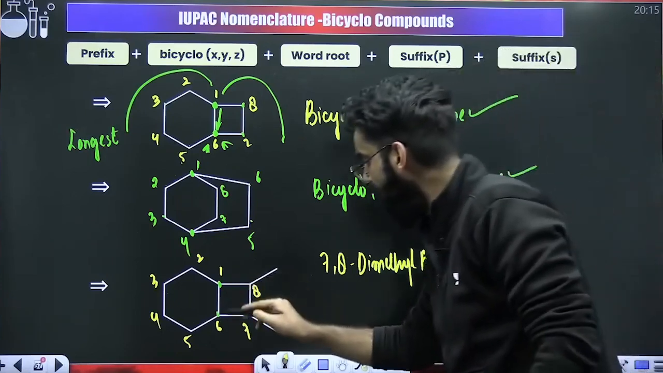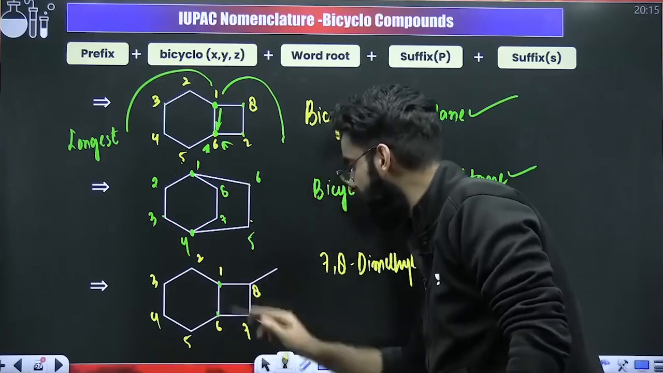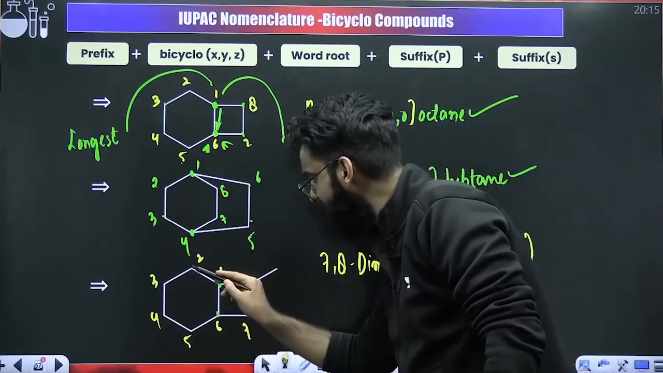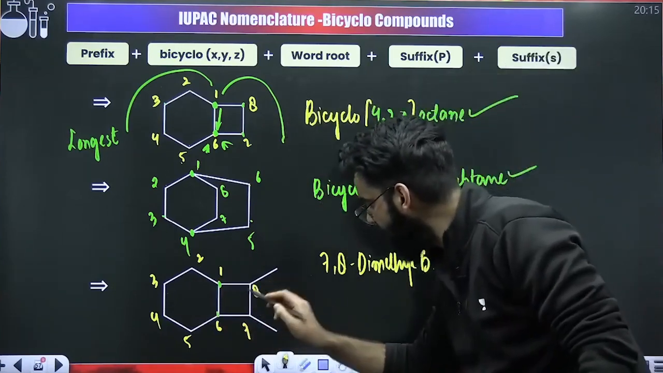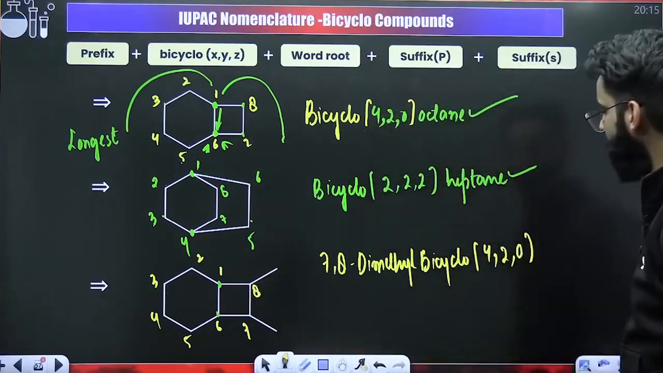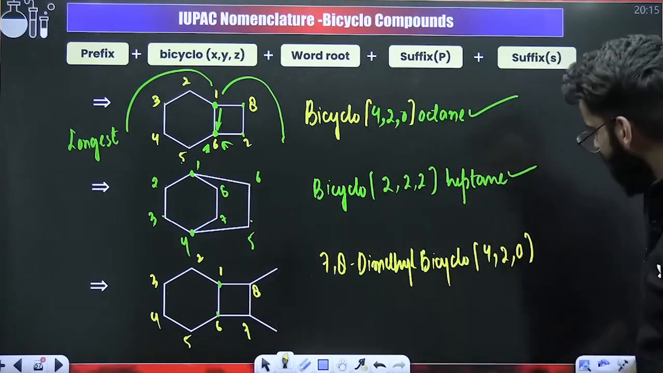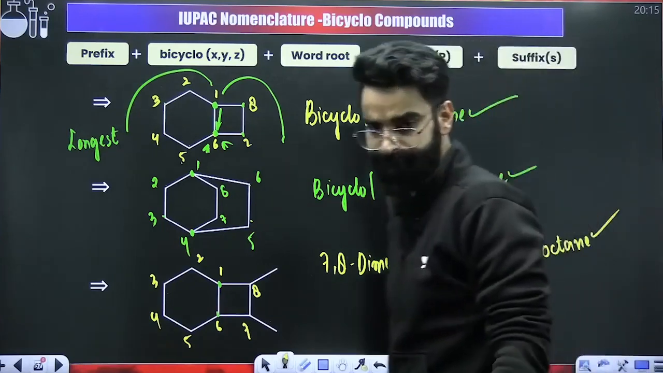Now, from 1 to 6, longest path, shorter path, shortest path. In the longest path, how many carbon atoms? 1, 2, 3, 4. So 4 carbon atoms. In the shorter path, 1, 2, so 2 carbon atoms. In the shortest path, no carbon atom in the middle. So 4, 2, 0. Since there are 8 carbon atoms, it's oct. Everywhere it's a single bond, so it's ane. Done and dusted?